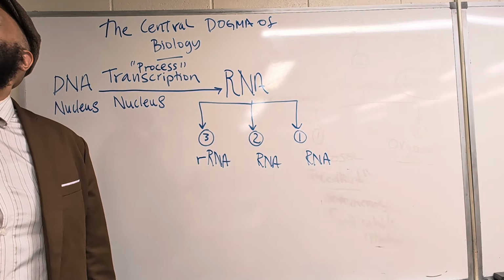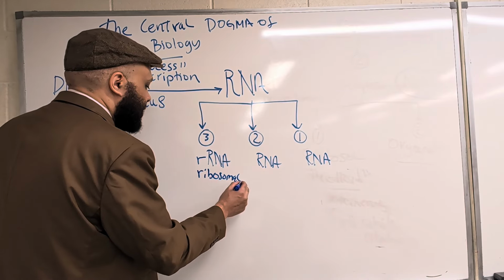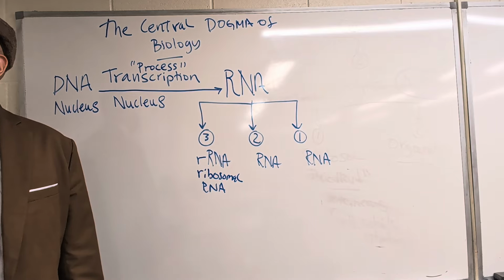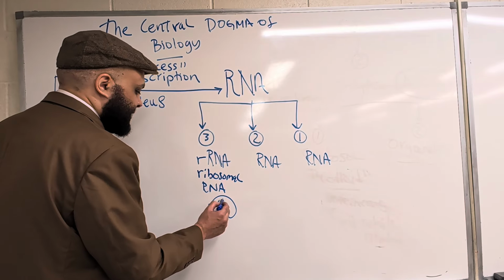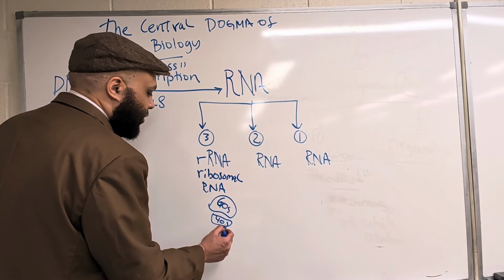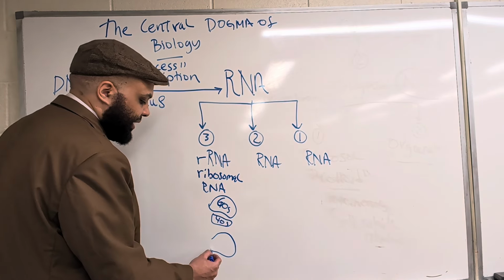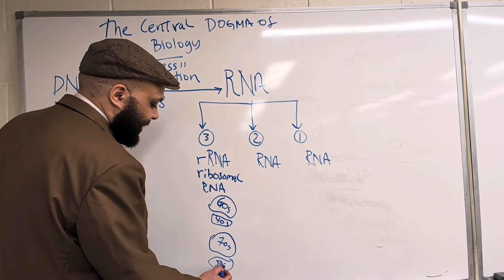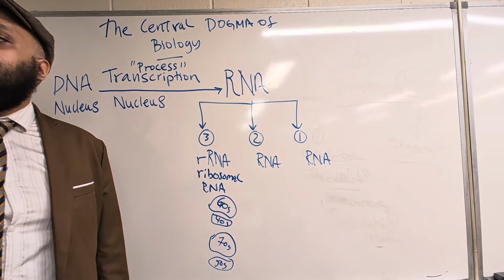rRNA stands for what? Yes. Ribosome. Absolutely. So this is ribosomal RNA. And this is the RNA that makes up the subunits of the ribosome. The 40S subunit and the 60S subunit for eukaryotes, and for bacteria they are made up of the 70S and 50S ribosomal RNA.